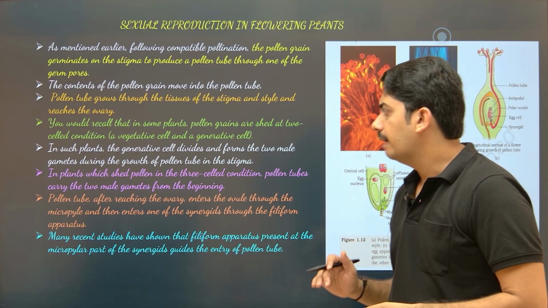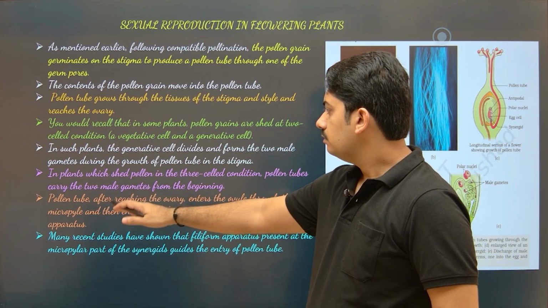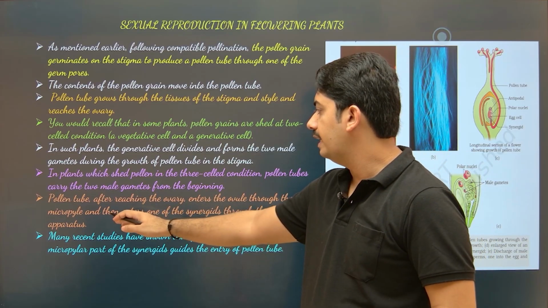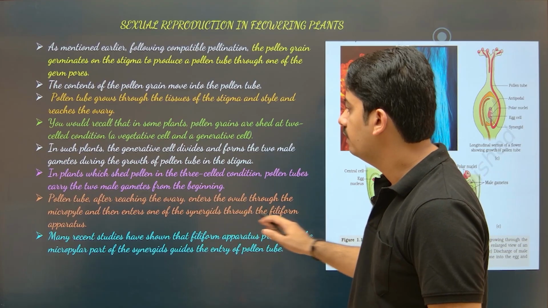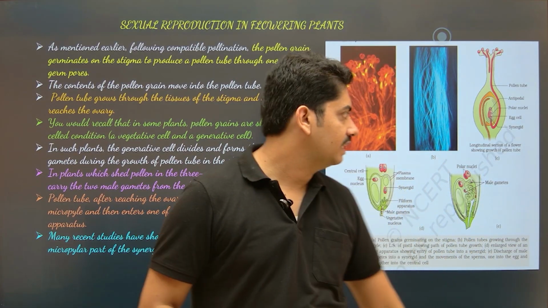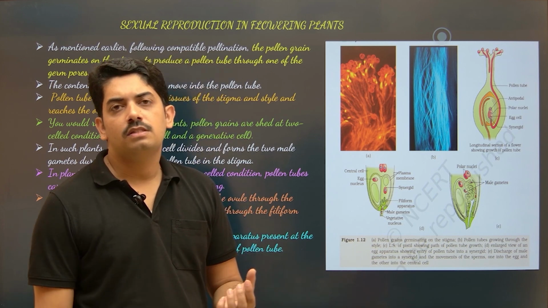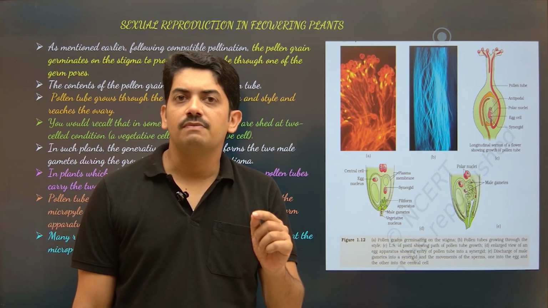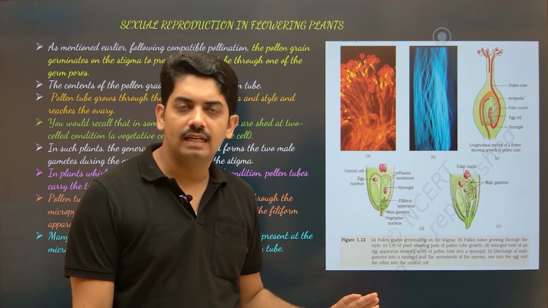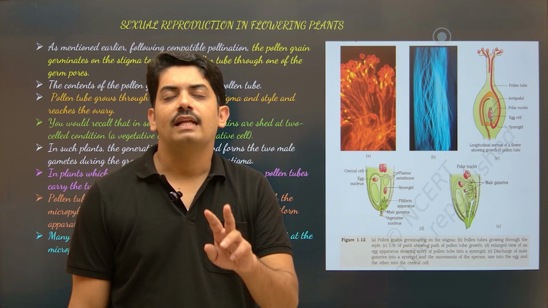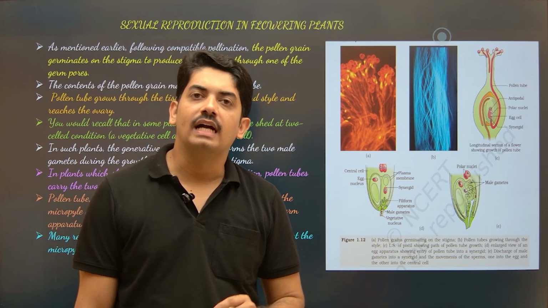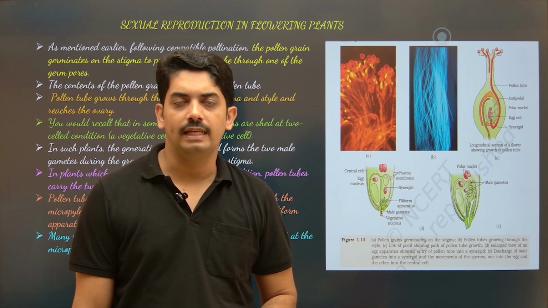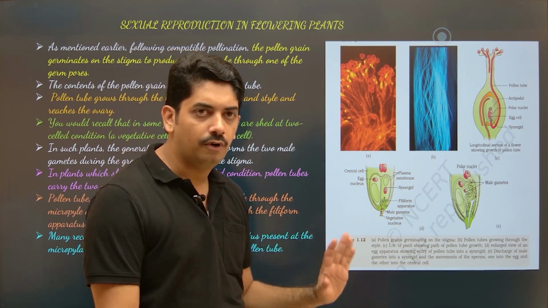Now, the pollen tube, after reaching the ovary, enters the ovule through the micropyle and enters the synergids through the filiform apparatus. This is very, very interesting actually. Just observe what happens when the pollen tube reaches the micropylar region. The nucleus which is guiding this pollen tube reaches the micropylar region and its function is over. Now there are 2 male gametes. Somebody has to guide them and help them to fuse with the egg cell and the polar nuclei. That function is done by the filiform apparatus.